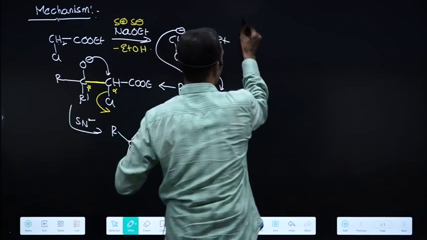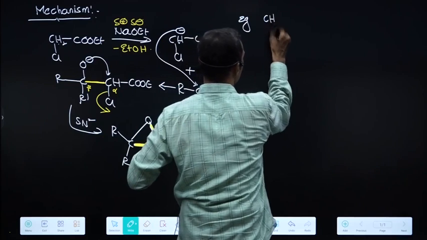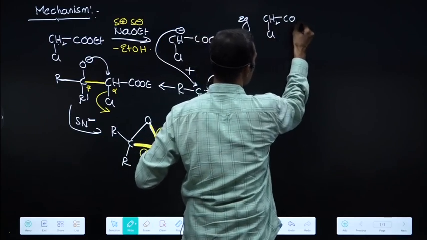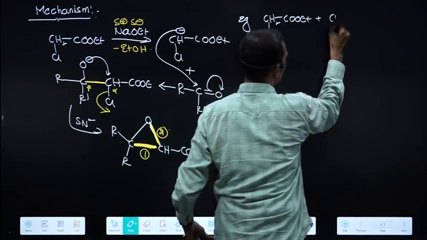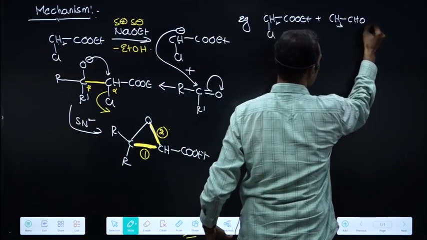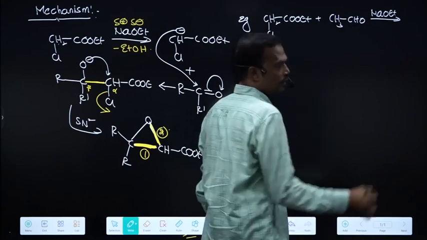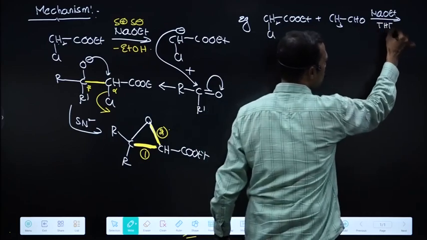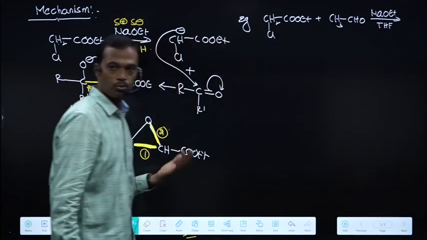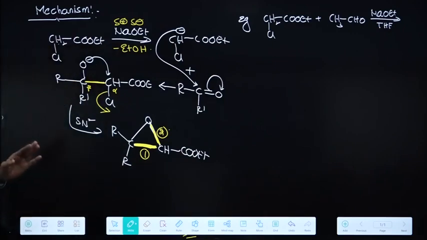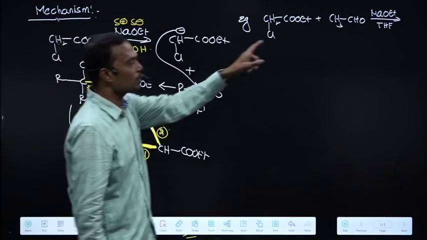Now, will you predict the answer for this? I am writing alpha chloro ester. Now I am writing acetaldehyde, CH3CHO. Like this they will give NaOEt. We can take any kind of solvent here. Non-polar solvents are highly preferred. Why? Because no proton is required to be added in the next step. That's why at that time we take a non-polar solvent.